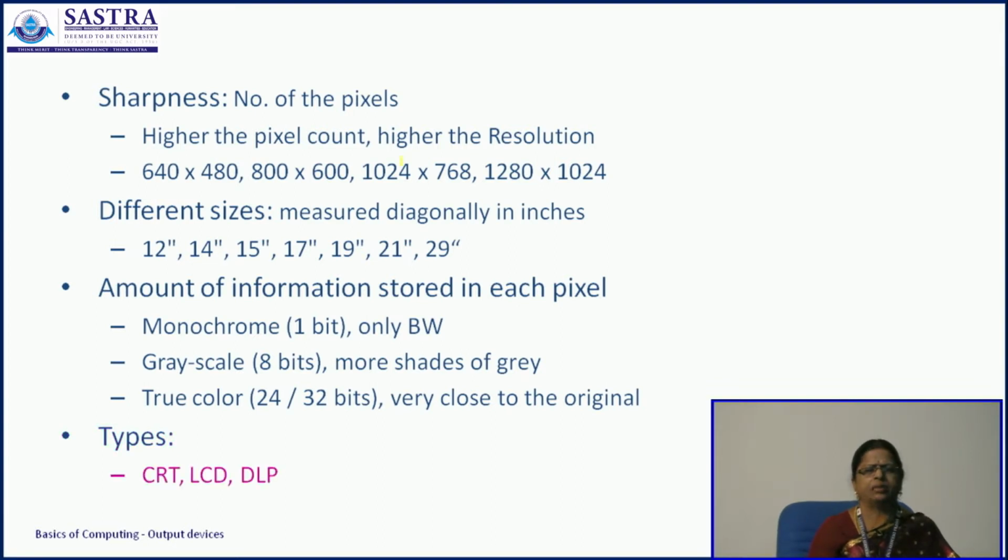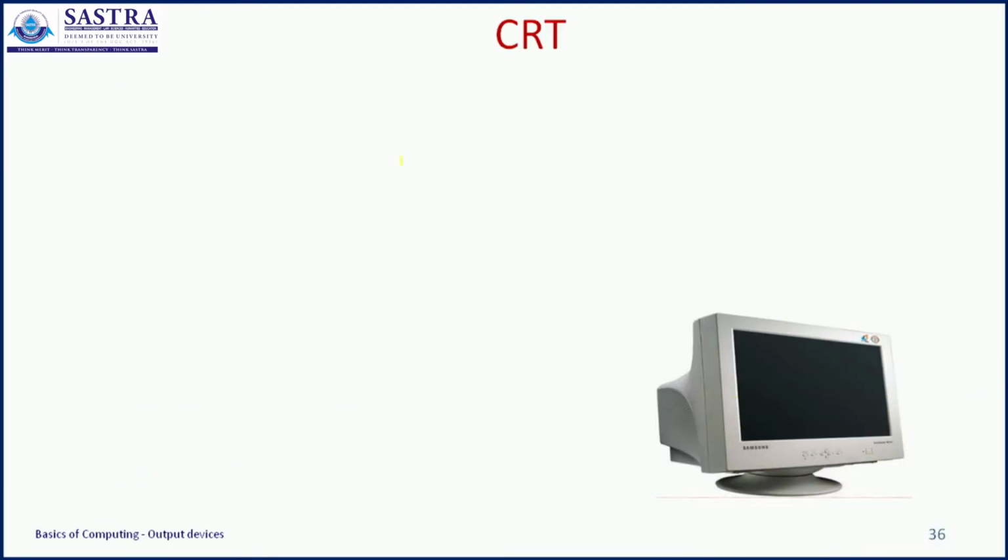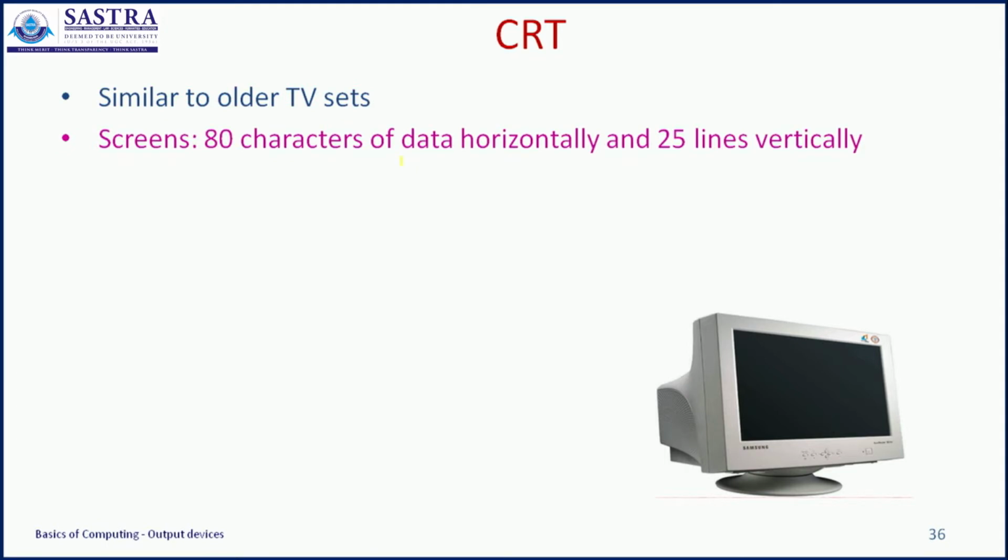What are the different types available? It is the CRT, LCD and the DLP. Let us see the first kind of display, which is the CRT display. It is similar to the older TV sets. The screen is of 80 characters of data horizontally and 25 lines vertically.